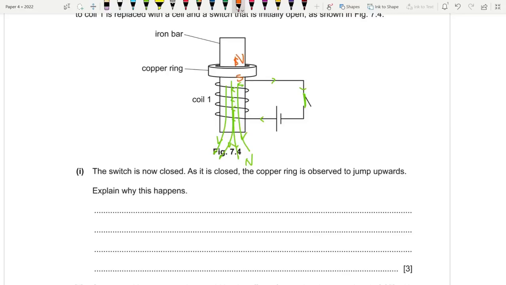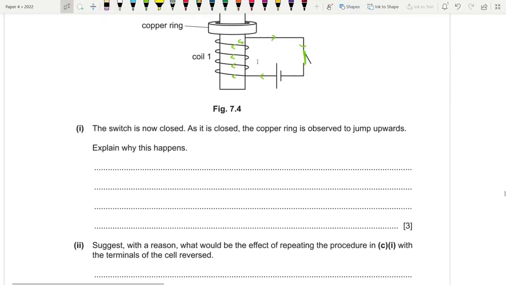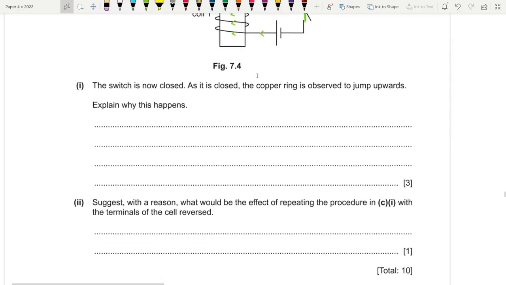Okay. As a result, what force will be generated between them? Repulsion. That is why it appears to jump upwards. But after some time, it won't jump upwards because there is no change in flux anymore. The flux in the ring will become constant, so no more EMF will be generated. Do you guys understand what I mean? So let's explain what happens.